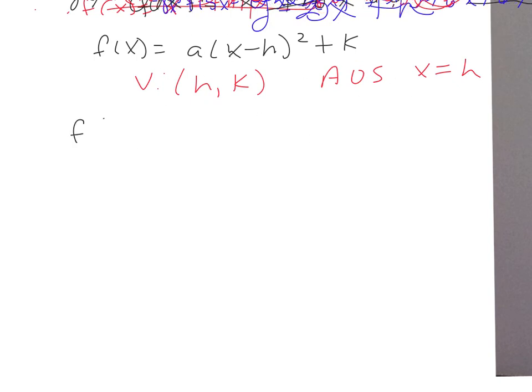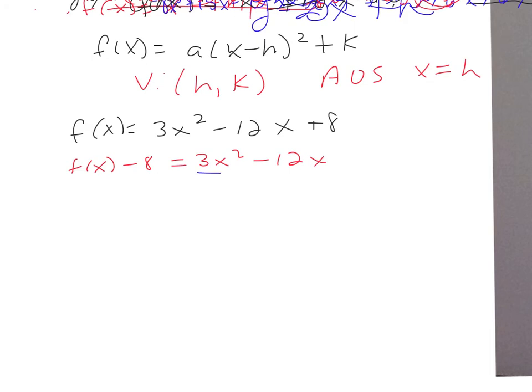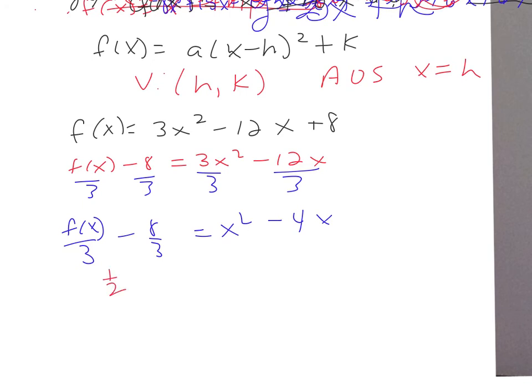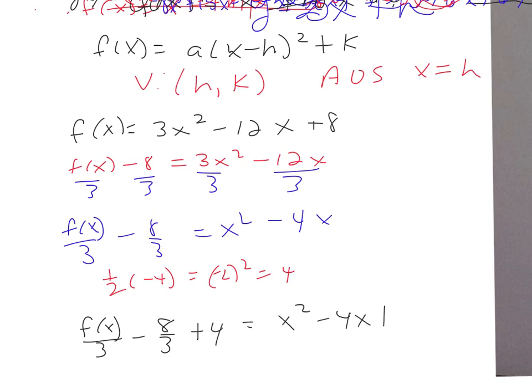Okay, so we have f of x is equal to 3x squared minus 12x plus 8. All right, so I'm going to subtract 8. F of x minus 8 equals 3x squared minus 12x, and then I have to divide by 3. So f of x over 3 minus 8 over 3 equals x squared minus 4x. Half of negative 4 is negative 2. Squared is 4, added to both sides, so I get f of x over 3 minus 8 over 3 plus 4 equals x squared minus 4x plus 4.